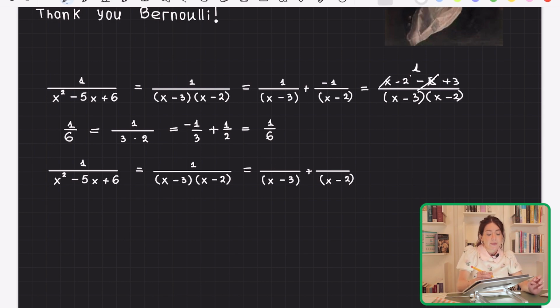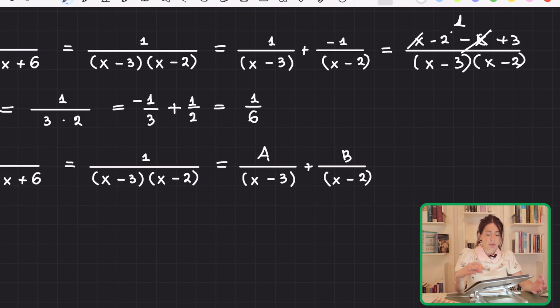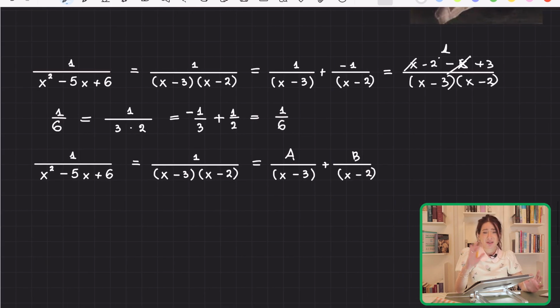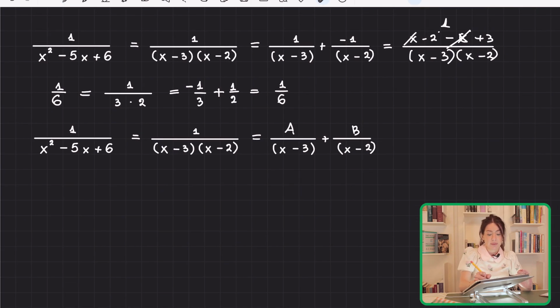But I can also say A and B. A and B are going to stand for a number, right? These are coefficients. So it can be 5, it can be 7, I don't know. And it can be that they have the same coefficient, but you don't know that yet. So if I wrote that, then everything looks fair. Well, I still need to find A and B, and that becomes your task.